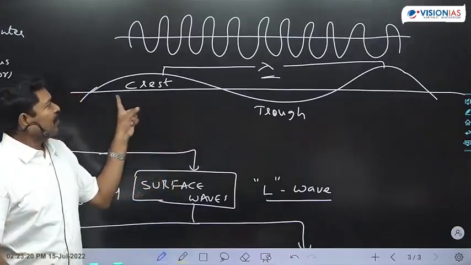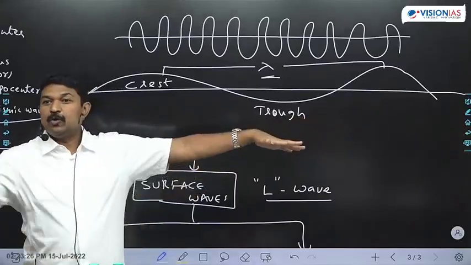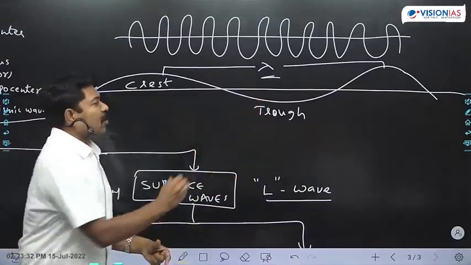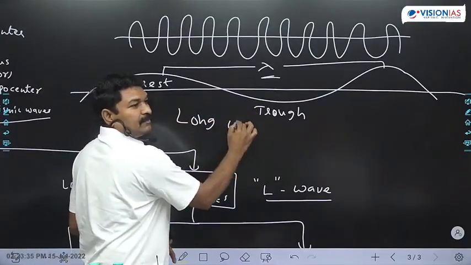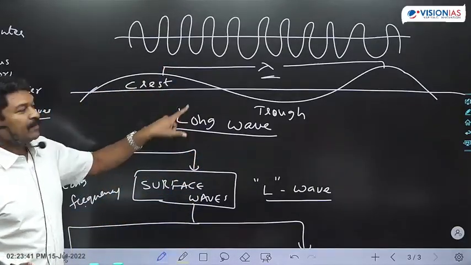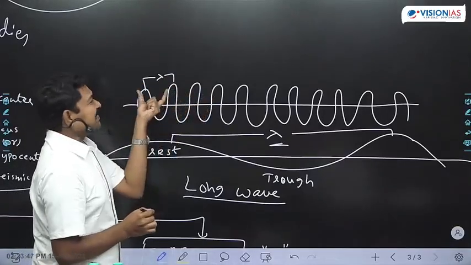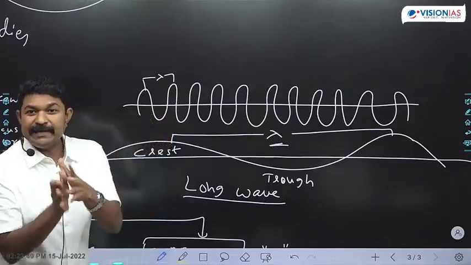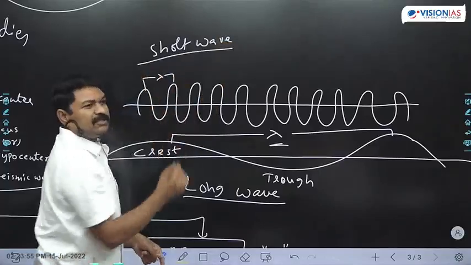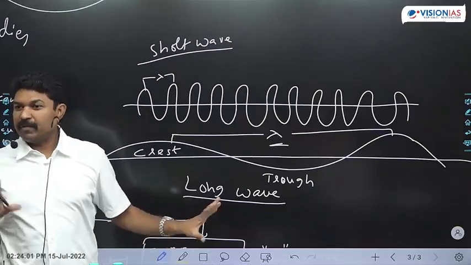Simply understand like this. Whenever the wavelength, meaning the distance between the two crests or the two troughs, is large, then the wave is said to be a long wave. Is it clear? But whenever the distance between one upper part and another upper part is less, meaning the wavelength is less, this is called a short wave. Short wavelength is called a short wave, long wavelength is called a long wave, right?